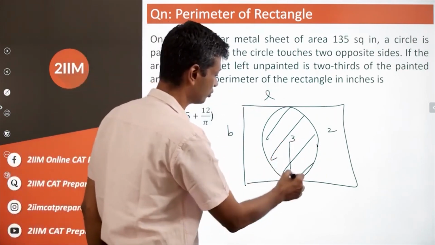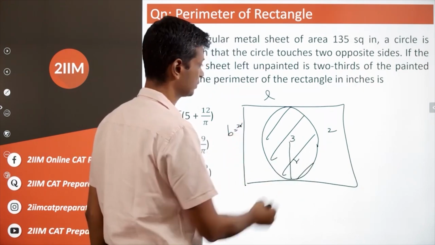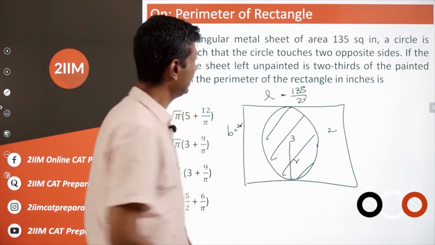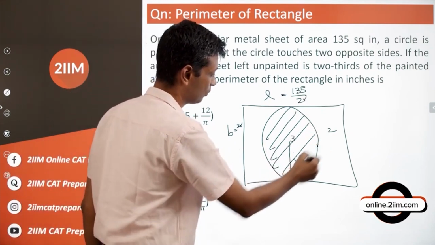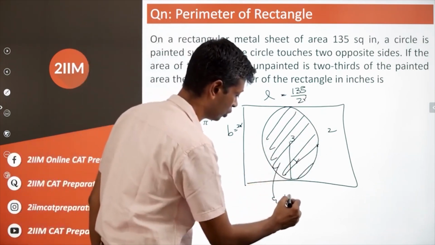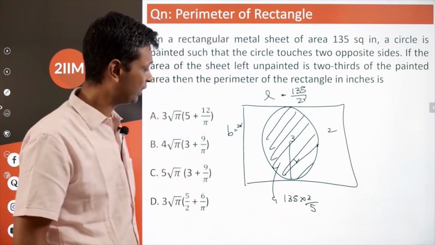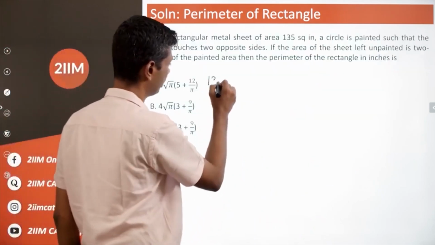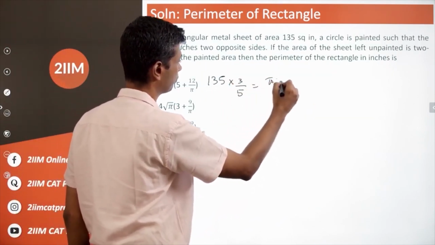Let's assume the radius of this circle is r. Right? B is 2r. L is 135 by 2r. Area is 135 square inches. Right? So, this area is 3, the overall area is 5. So, we can find the area of the painted region. This is 135 into 3 by 5. So, 135 into 3 by 5 is pi r square. We figure that out, we are through. So, 135 into 3 by 5 equals pi r square.